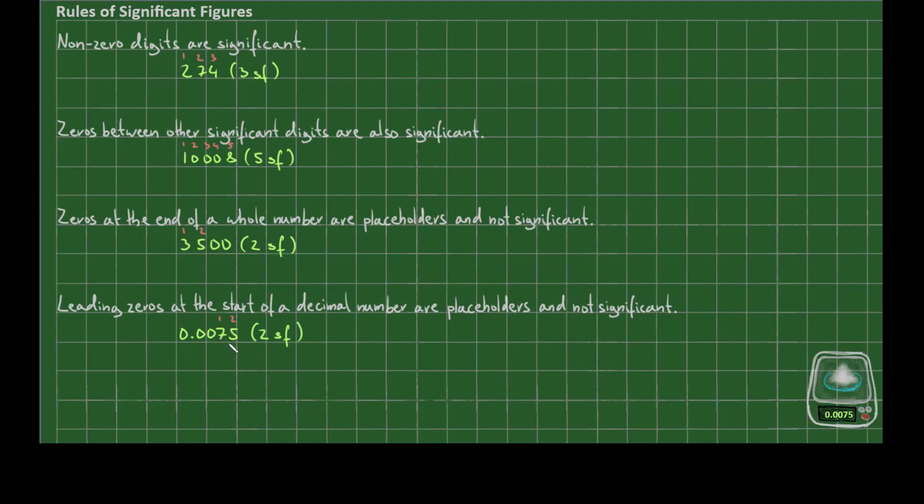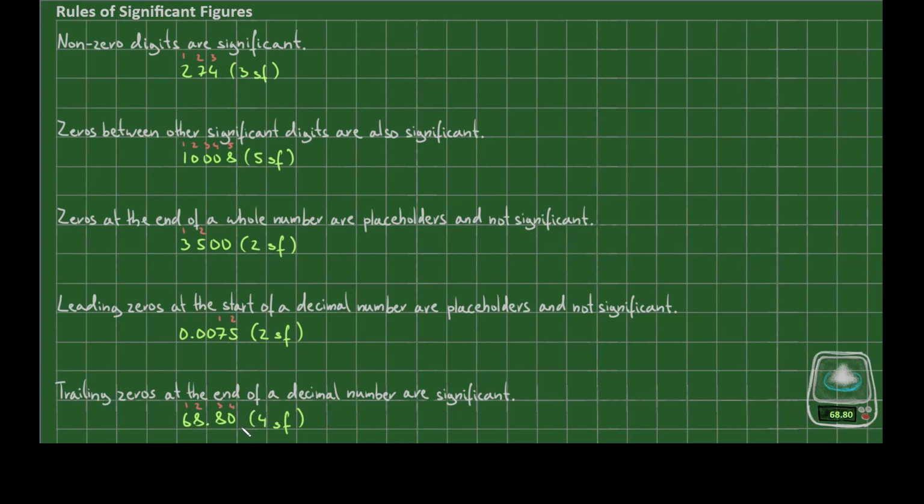The fifth rule states that trailing zeros at the end of a decimal number are significant. A value such as 68.80 has 4 significant figures. The 6, both of the 8s, and the 0 at the end are all significant.